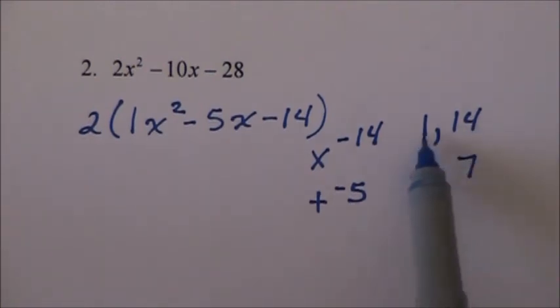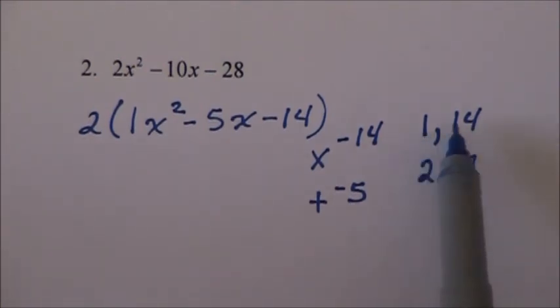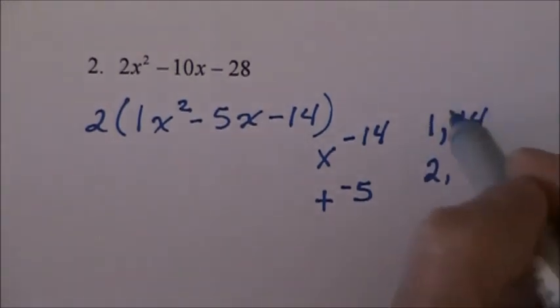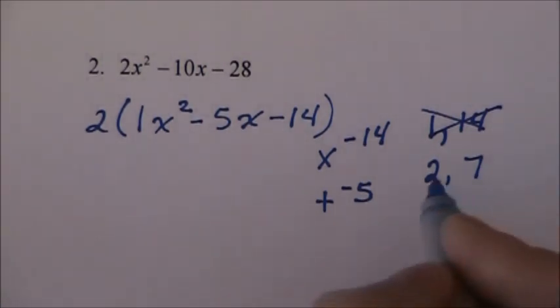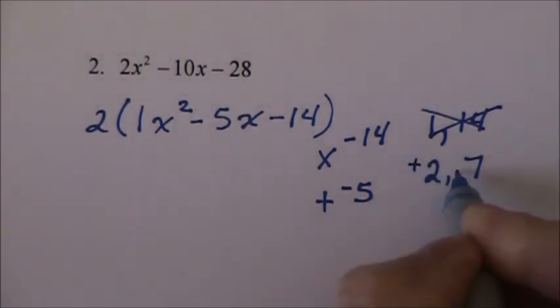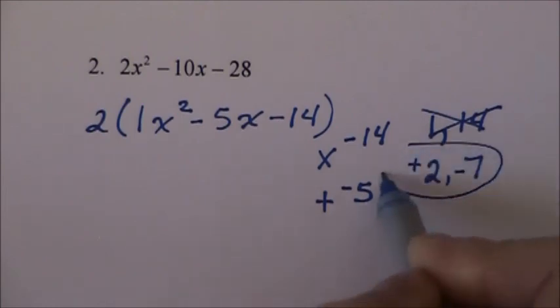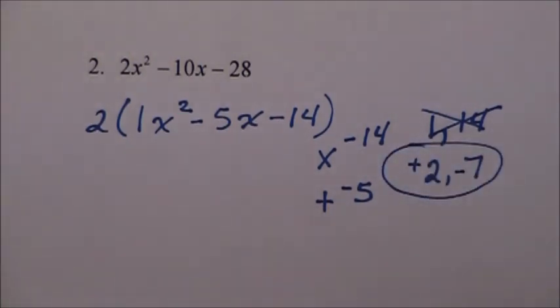So looking at this, 1 plus negative 14 gets me negative 13. That's not going to work. Negative 1 plus 14 gets me 13. That's not going to work. So this one doesn't look like it's going to work. Positive 2 minus 7 gets me negative 5. So it looks like that's going to be positive, and that's going to be negative. There are our two numbers and our signs.